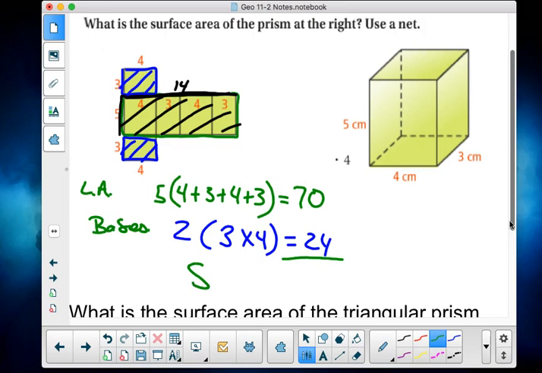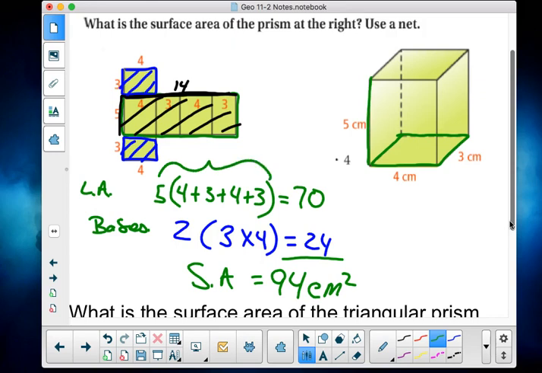So my SA, my surface area, is the lateral area and the bases added together, and it's 94 centimeters squared. Okay, and that's how we're looking at those. So you'll see a picture like this where I can add up the perimeter of my base, multiply by the height. That's what this section is, my lateral surface area. And then I add in the area of my 2 bases for my total surface area.